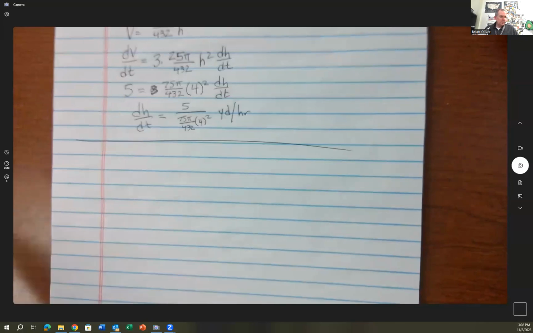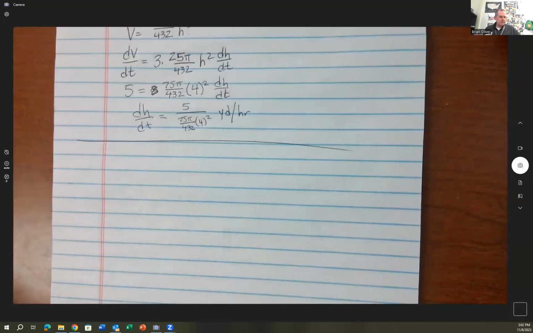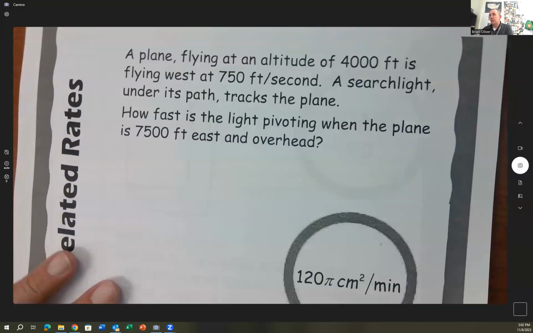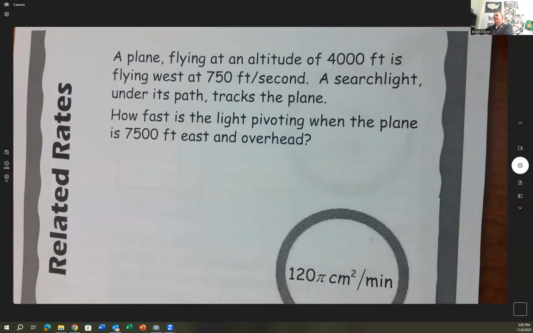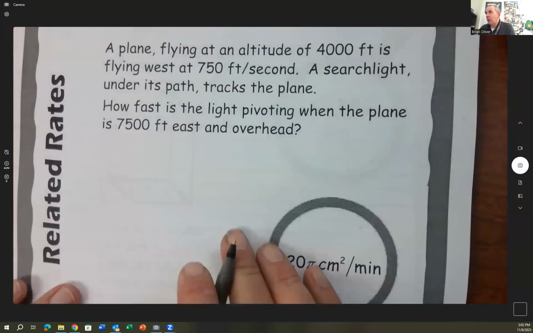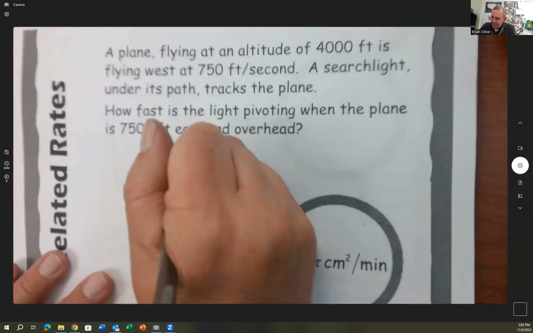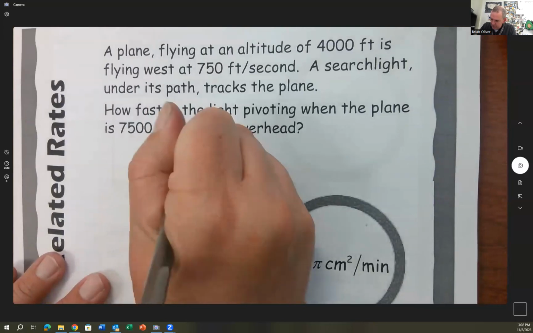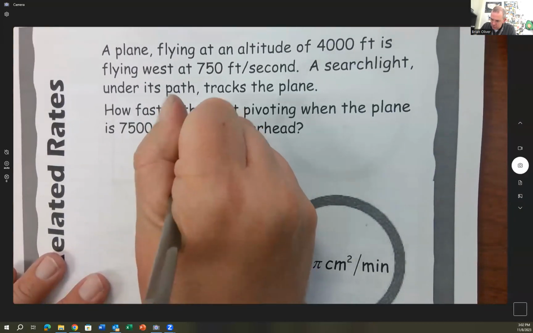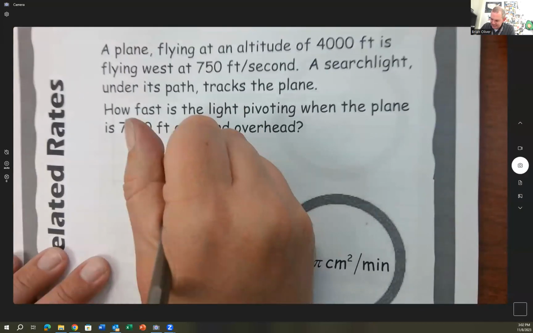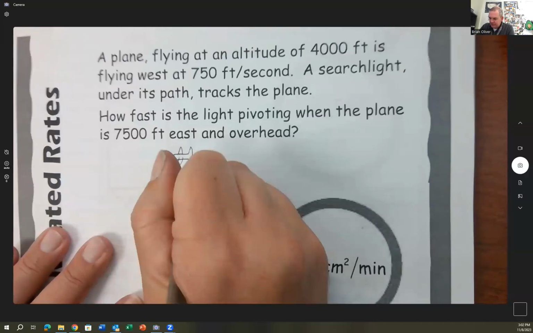21. Oh, the airplane one. The fun airplane one. Okay. This one is a next level one. I'm not sure it would be on a test, but I love this question. A plane flying at an altitude of 4,000 feet is flying west at 700 feet per second. So what that is telling me is I got an airplane. Wonderful art again. There's my airplane. It is at a height of 4,000 feet.